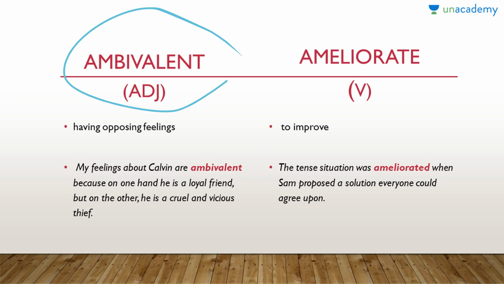Ambivalent is an adjective, which means having opposing feelings. In a sentence, it will read, my feelings about Calvin are ambivalent because on one hand he is a loyal friend, but on the other he is a cruel and vicious thief.